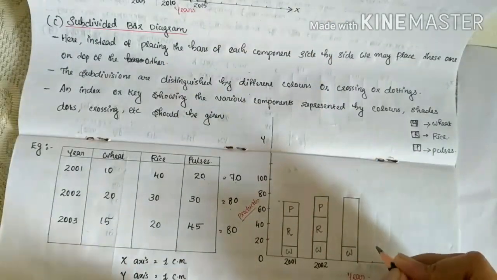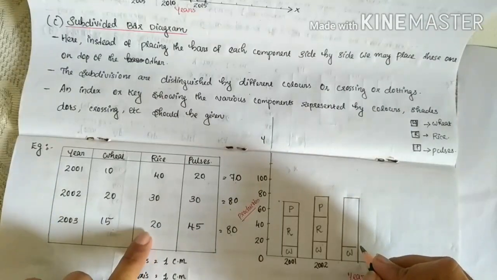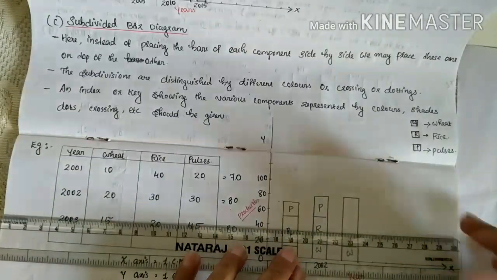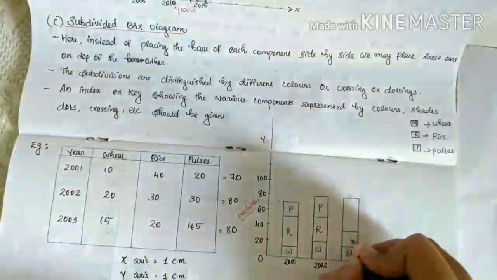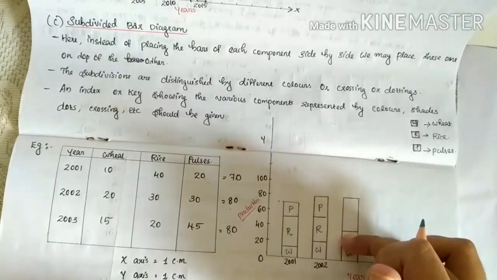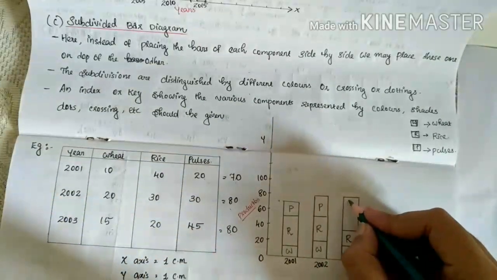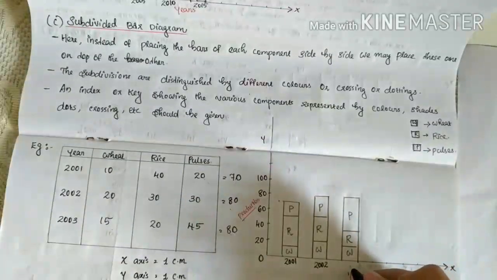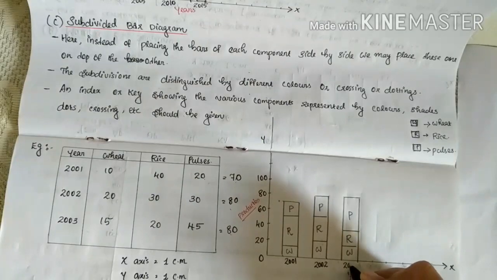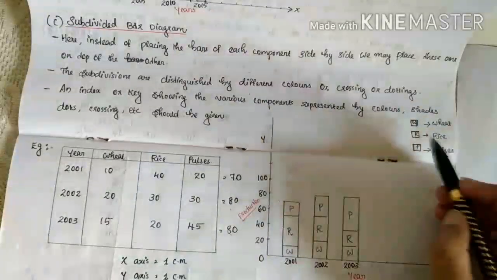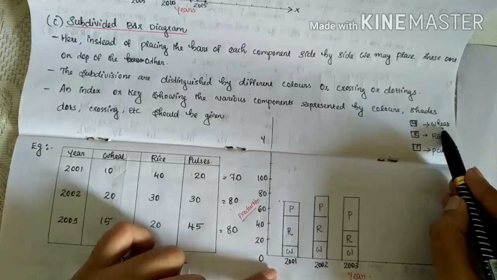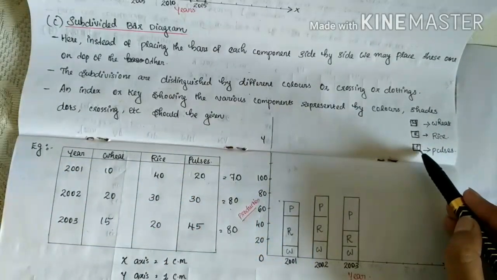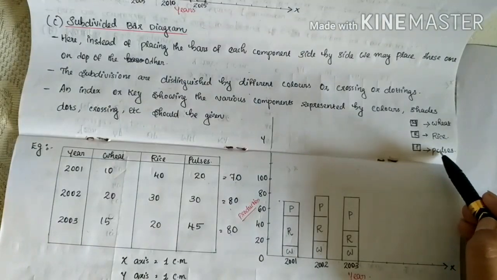Then write wheat, then rice, that is 20 plus 15. It is 35. It is almost here. Then write rice. Then the remaining portion, that is 45, is pulses. Then write 2003 on the x-axis. So W stands for wheat in the subdivided bar diagram, R stands for rice, and P stands for pulses.